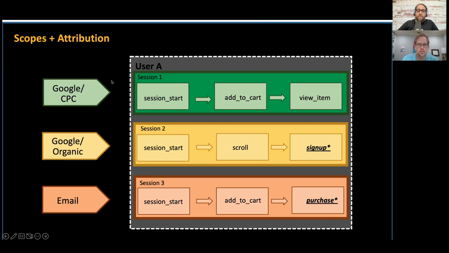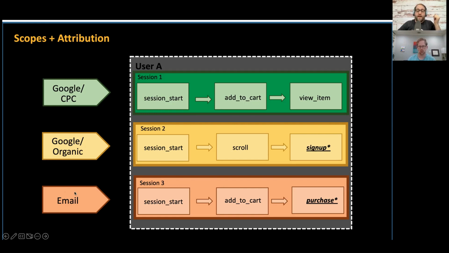The first time he came, he clicked on a Google ad. He started his session, and session start means that an event actually fires in Google Analytics when someone starts their session on the site. He added an item to a cart and he viewed an item. The second time he came back, he came to the site through an organic search on Google. His session started, he scrolled down the page, and then he happened to sign up for a newsletter. And you can see that that sign up was an actual conversion, right?